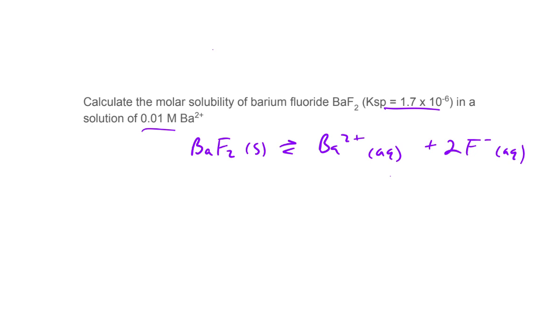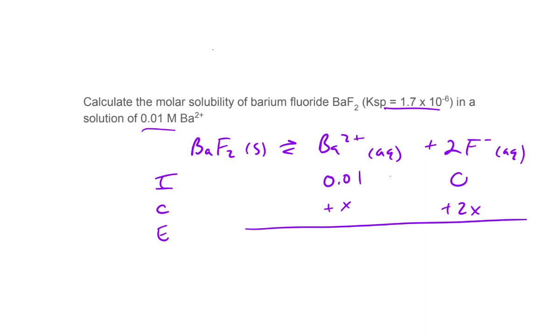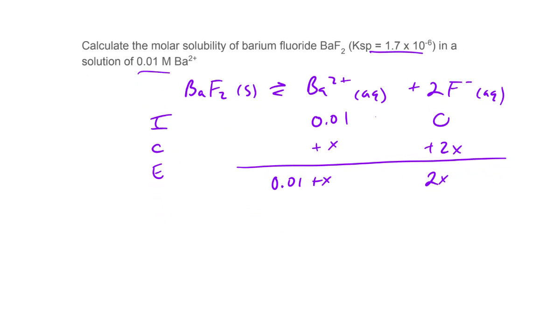So when we have a common ion problem, this 0.01 molar barium is already in solution, that gives us an initial concentration in an ICE table for the barium ion. So that initial concentration is going to be 0.01. We're going to have 0 moles per liter of the fluoride ion, and then the change is going to be plus X for the barium, plus 2X for fluoride. And so at equilibrium, we're going to have 0.01 plus X barium ion and 2X fluoride ion.